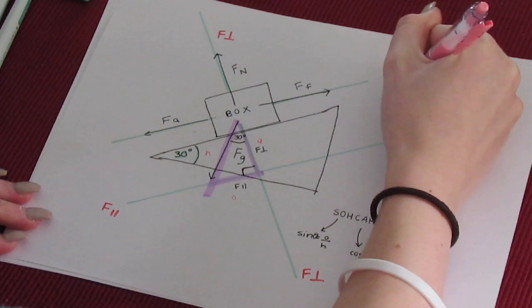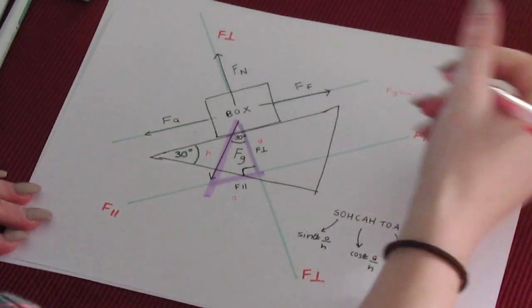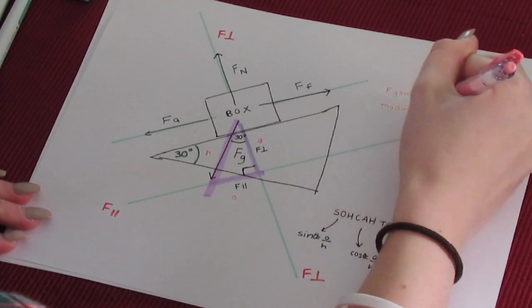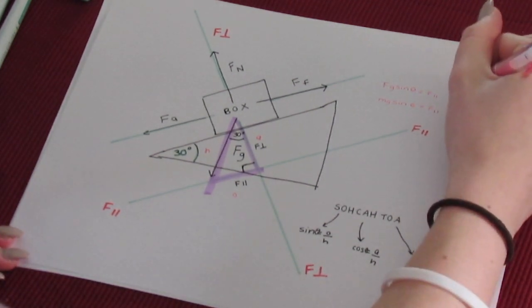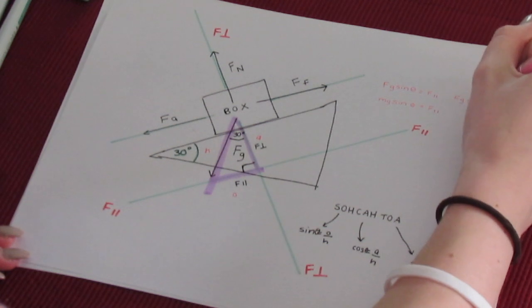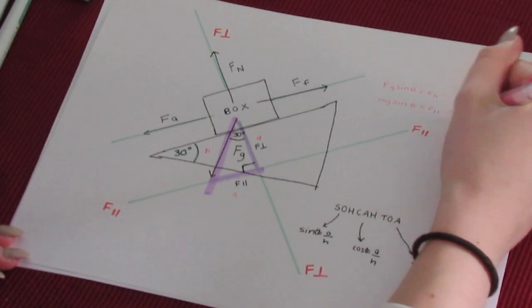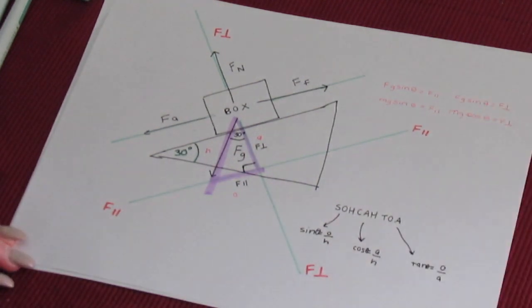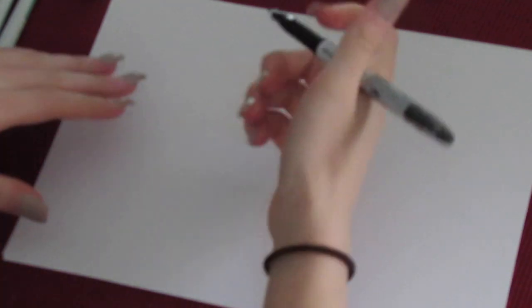F_g sine theta equals F parallel, mg sine theta equals F parallel. And then you have F_g cosine theta equals F perpendicular, and mg cosine theta equals F perpendicular. So those are your equations that you can use to figure out your sides. So now that we got all the basics down, we're going to try a practice problem.